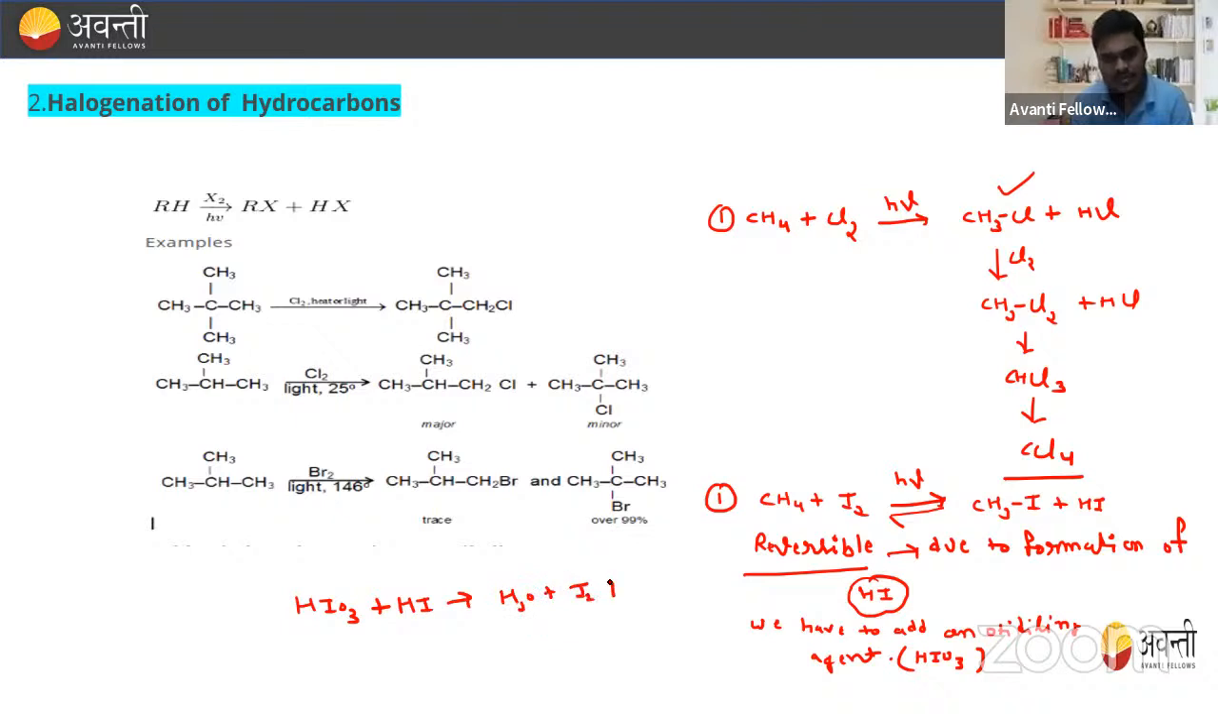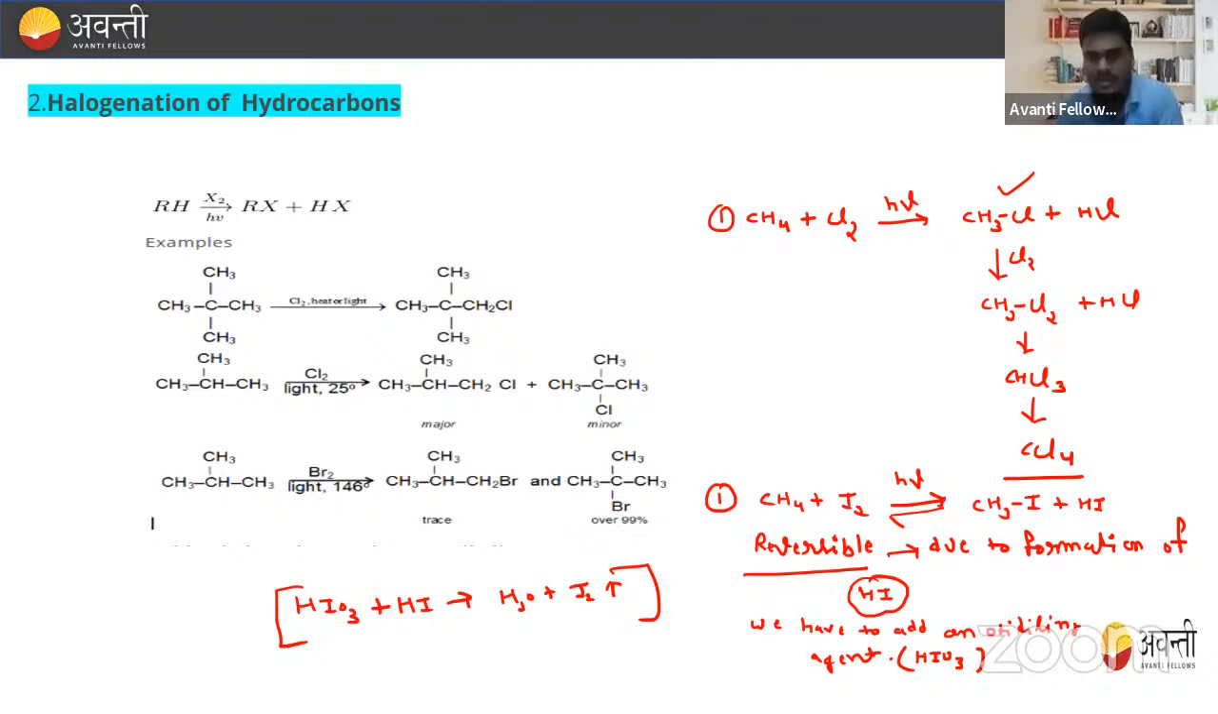Now this HI formation will be disturbed, and we get the products like H2 and I2. So the problem is sorted, right? Whenever we treat CH4 with I2, HI forms, and due to this the reaction becomes reversible. To overcome this difficulty, we have to add an oxidizing agent like HIO3, because HI is a very good reducing agent. When you add it, it will convert HI into H2 and I2. Thus the problem is resolved.